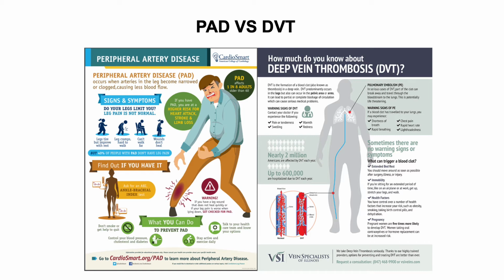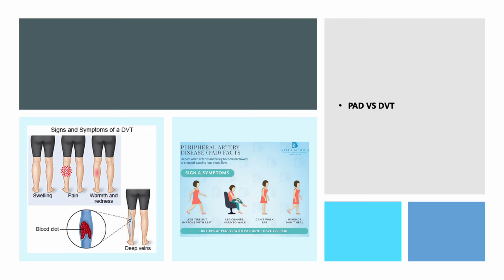the diagnosis is correct. The next picture again shows you the differences between PAD and DVT. Like I said, the main difference is that in DVT you have a blood clot in your leg, whereas in PAD you have a clot as well, but it's due to your atherosclerotic plaque. So it's something like a heart attack, but it's actually in your leg instead of your heart.